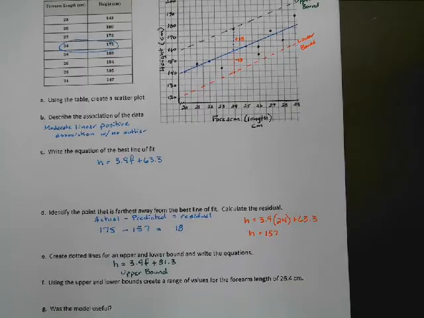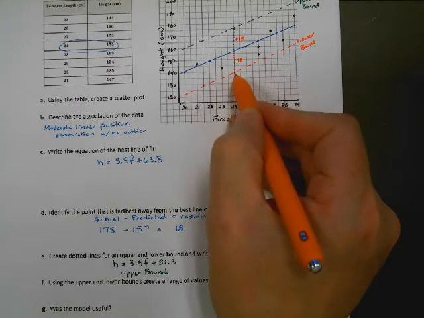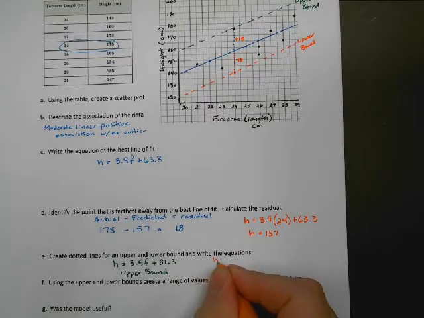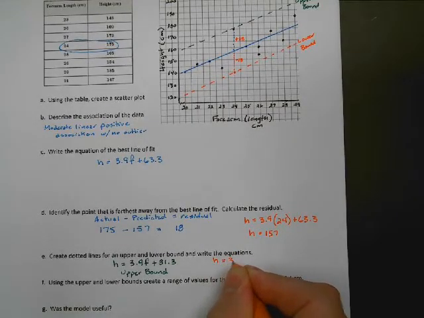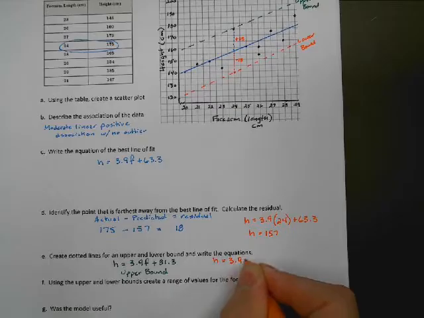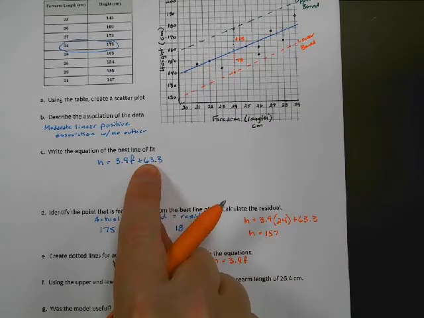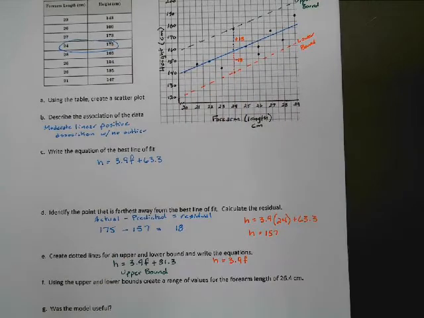Now my lower bound is 18 units below this line, but it's parallel to it. So it's still going to have a slope of 3.9 because parallel lines have the same slope. But this time I'm going to take the y-intercept and subtract 18 from it. So 63.3 minus 18, and I end up with 45.3.